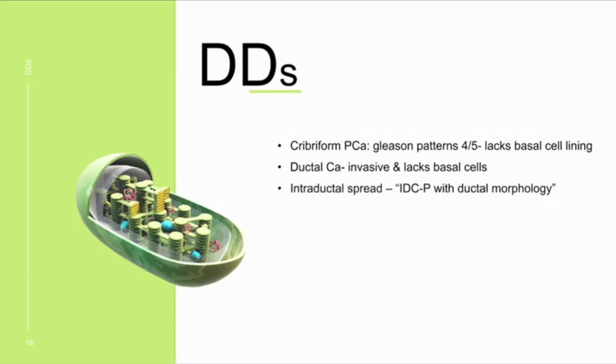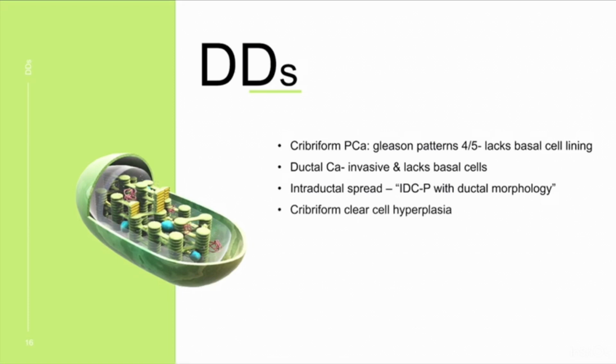Now in the intraductal spread, if we are suspecting, that is why I put it under DDs, if you are having a prostate carcinoma adjacent and then you are seeing an intraductal spread, you can't call it properly IDC-P also. So you can give a diagnosis of intraductal carcinoma prostate with ductal morphology in that area where there is adjacent prostate carcinoma proper.